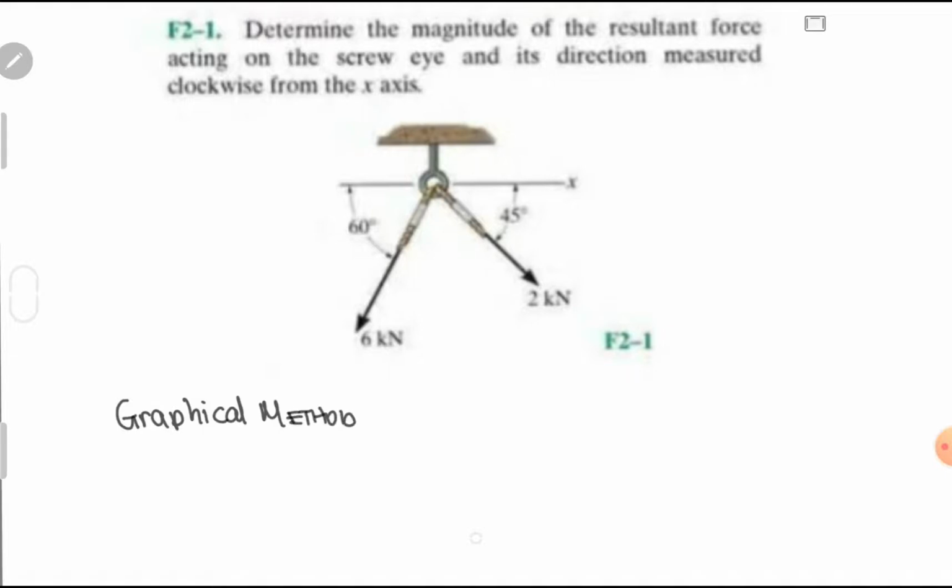Okay. First, let us identify the forces. F1 is equal to 6 kilonewton. This is the magnitude of F1. And then F2 is equal to 2 kilonewton. These are the magnitudes. The problem is the resultant force: FR is unknown, and also the angle in the clockwise direction from the x-axis. So when you say clockwise, we go in the clockwise direction.